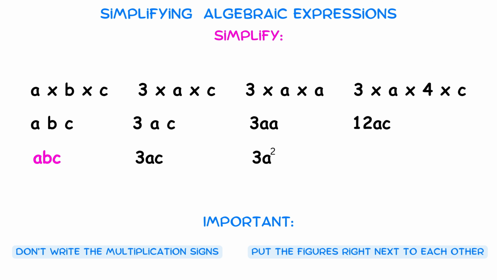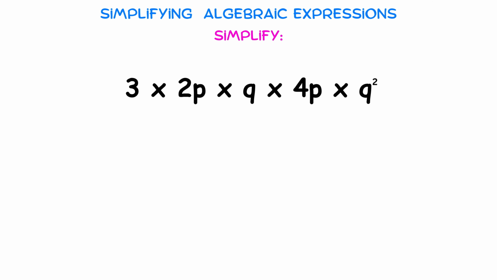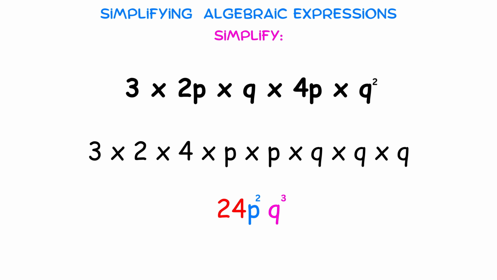Let's have a go at a slightly trickier one this time. So in this question, we've got a whole bunch of numbers, p's, and q's, which makes it all look a bit difficult. The best thing to do with these questions, though, is to think about each of these separately. So if we start with the numbers, we have 3 times 2 times 4, which is 24. Then moving on to the p's, we just have p times p, which is p squared, and finally for the q's, we have q times q squared, which is effectively q times q times q, or q cubed, so overall, we've simplified that entire thing down to 24p squared q cubed.